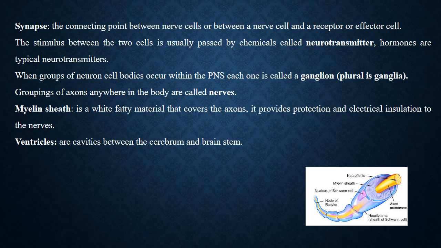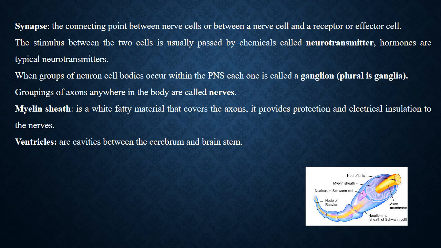When groups of neuron cell bodies occur within the peripheral nervous system, each one is called a ganglion. Plural is ganglia. Groupings of axons anywhere in the body are called nerves. Myelin sheath is a white fatty material that covers the axons to provide protection and electrical insulation to the nerves.